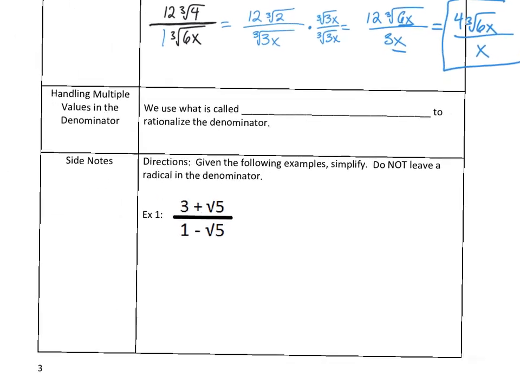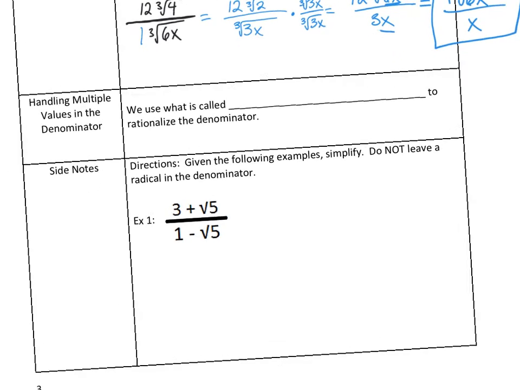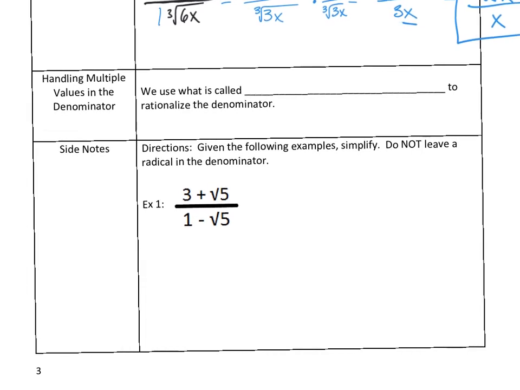let's keep going. So handling multiple values in the denominator, we use what is called the conjugate. Conjugate. Kind of a weird word. But this is how we rationalize the denominator if there's multiple values in there. So if it's not just one root, but it's got more than that going on, like that first one that we see, it's got a 1 minus the square root of 5. Okay, that's when we use the conjugate.